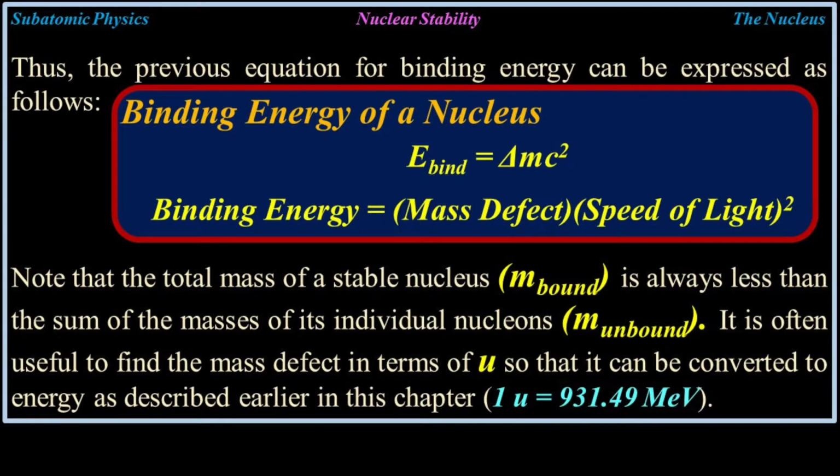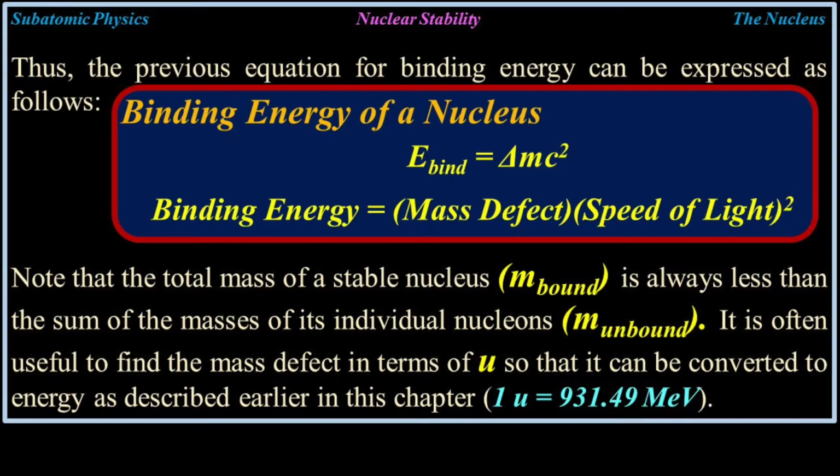Thus, the previous equation for binding energy can be expressed as follows. Binding energy of a nucleus equals mass defect times speed of light squared. Note that the total mass of a stable nucleus, M bound, is always less than the sum of the masses of its individual nucleons, M unbound.